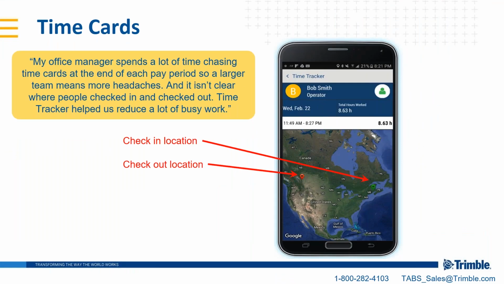And then the final two stories, one of them is time cards. Our time card replaces paper time cards. It replaces the checking in and checking out. It replaces the taking time off for a break and allows people to do it on their phone. It also shows where the person checked in and where the person checked out.